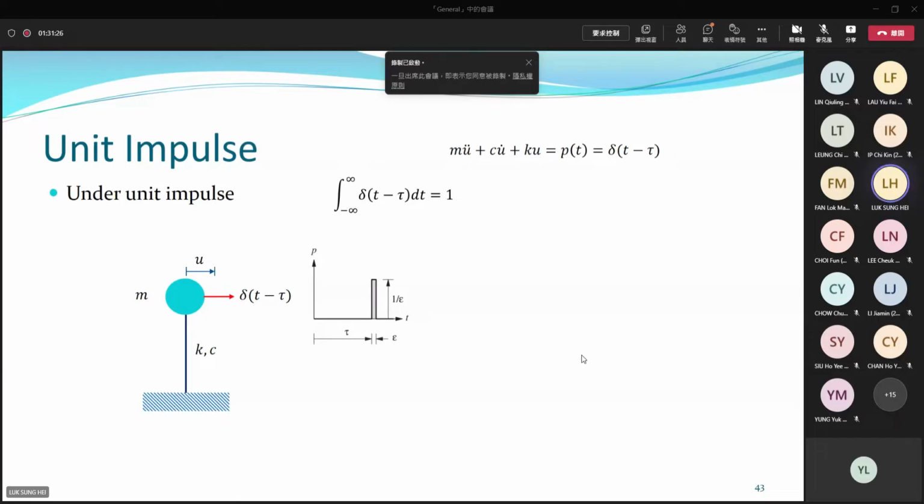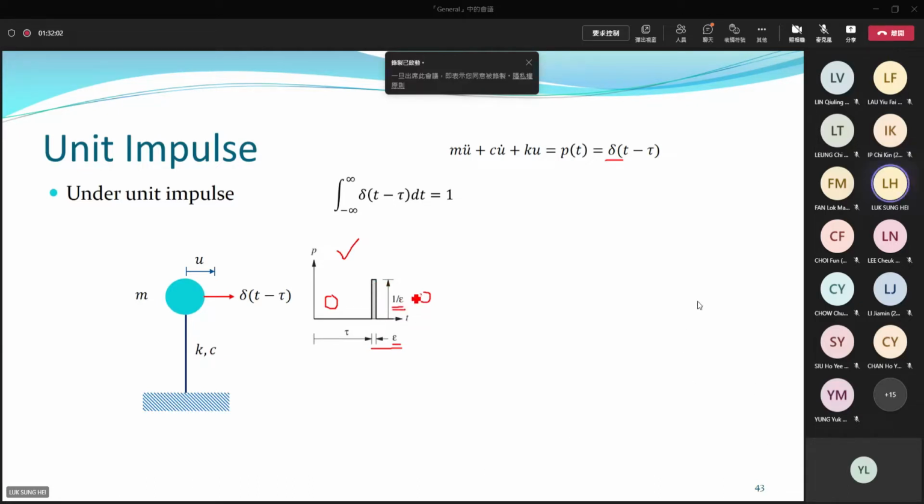Firstly, what is unit impulse? Symbolically, we normally use the symbol delta to denote unit impulse force. Graphically, unit impulse force is something like this. We have a loading history. There is no loading right here, except for a small duration. The duration of this, we call it unit impulse. The duration is equal to a small number, we call it epsilon. The height, the magnitude of this strip, is 1 over epsilon.